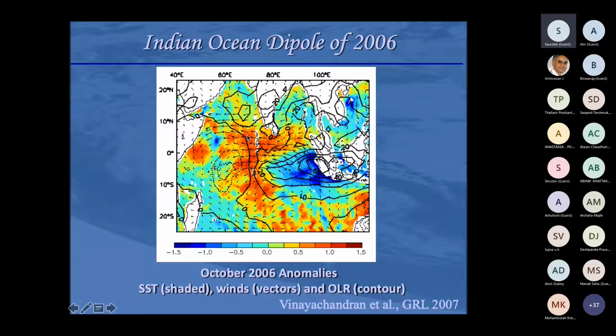The contours show the anomalies in outgoing longwave radiation, OLR. The OLR was high on the eastern side and low on the western side, which means there is more cloudiness and rainfall on the western side, and less cloudiness and rainfall on the eastern side. These are the wind anomalies: there were anomalous winds blowing from the eastern side to the western side. So this is a description of the phenomenon.